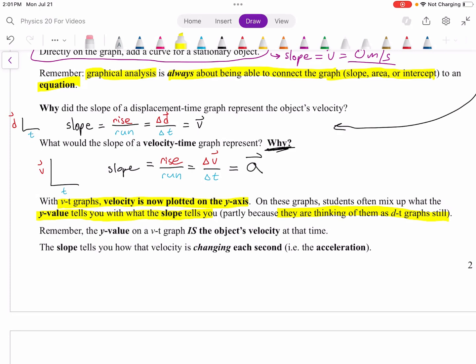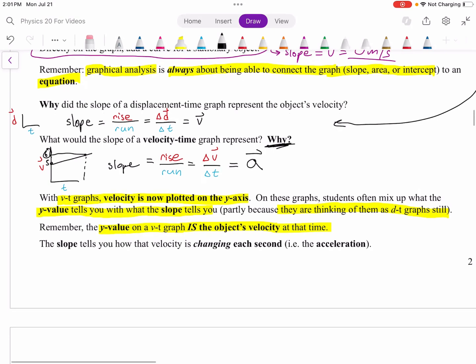It's showing you about a different variable anyway, okay? So remember, the y value on a velocity time graph just is the object's velocity at that time, right? If we have a point on our graph that's at 5, that just means the object is moving at 5 meters per second at that point in time. Later on, if its y value is 6, well, at that time, it was moving at 6 meters per second. The y value directly tells us the object's velocity because that's what's on our y-axis.